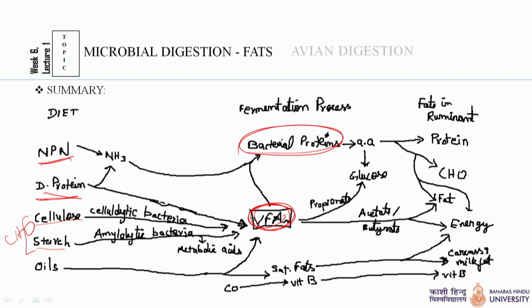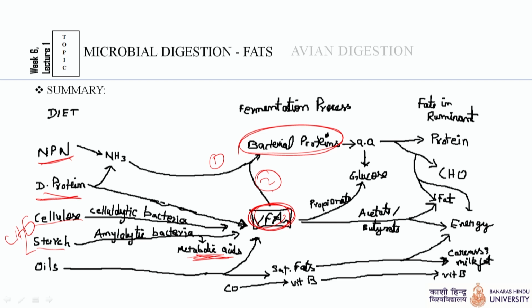Now, this ammonia, along with the volatile fatty acids, together forms the bacterial proteins, right? Now, the volatile fatty acids, from where are they formed? One is from the dietary protein, and the next is from the cellulose and the starch. Now, the starch, I told, forms the metabolic acids. That means even from the protein, branched volatile fatty acids are formed, right?